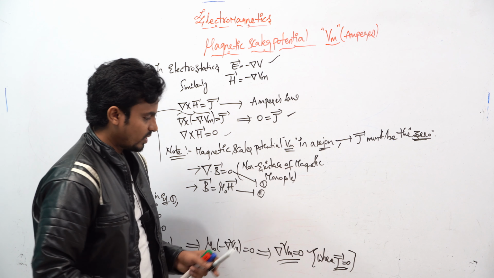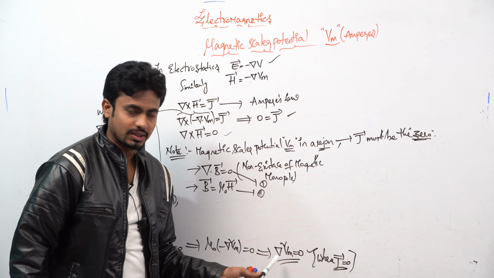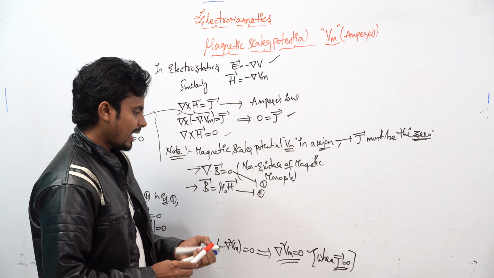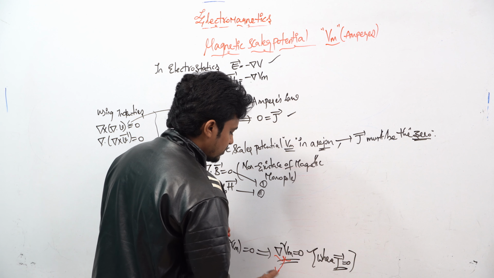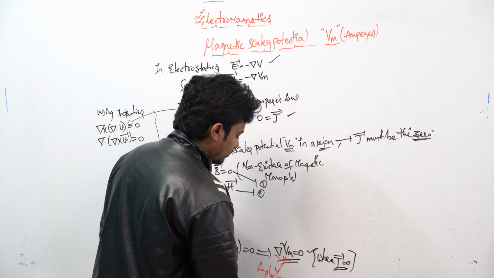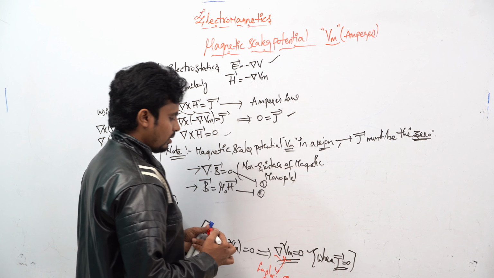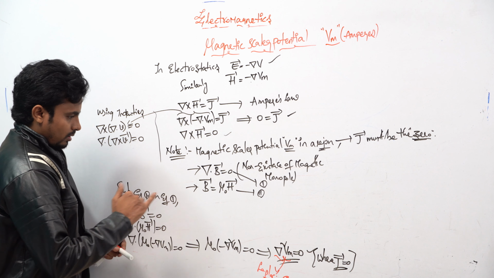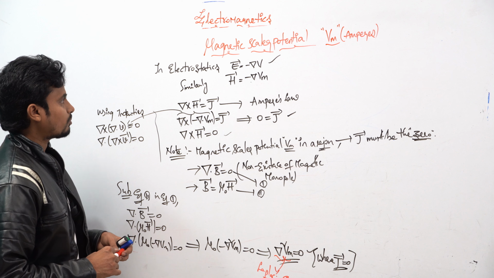Here you can observe one thing clearly. This is said to be the Laplacian equation. Del square Vm is said to be my Laplacian equation. Okay. So this was the concept for the magnetic scalar potential.